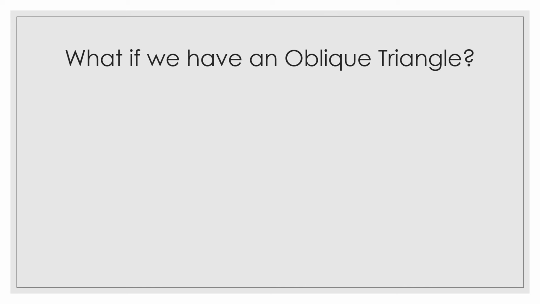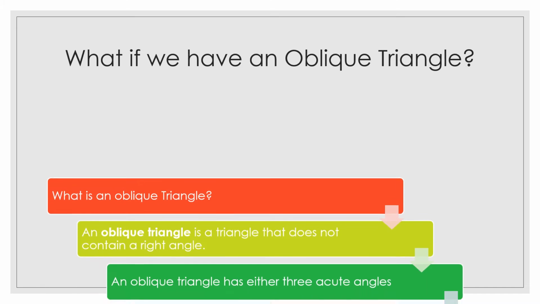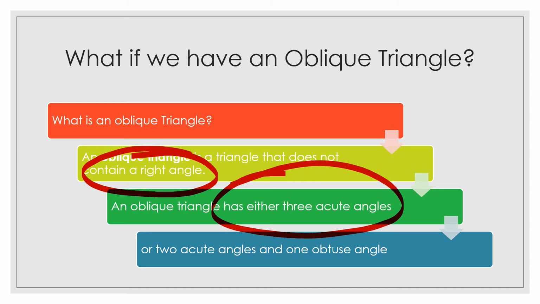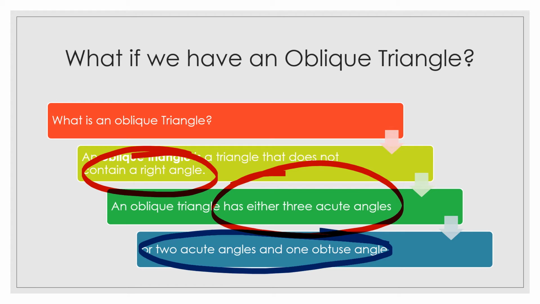So we learned from the previous slide how to find the sides if we have a right triangle. But what if we have an oblique triangle? What is an oblique triangle? It's a triangle that does not contain a right angle. In other words, it has either 3 acute angles or 2 acute angles and 1 obtuse angle.